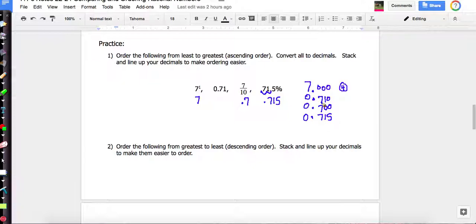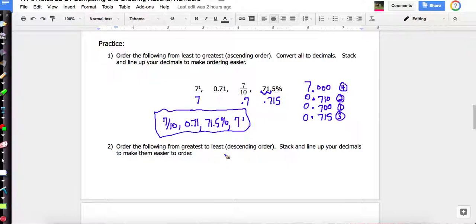So now we're looking at which is smaller, 710, 700, or 715? Good, 700. Then what would come next? 710, and finally 715. And 7 whole is obviously the biggest. So now I'm going to come down here and write down the original when I put them in order. The first one was actually this third one here, 7/10. Then second was the second one here, 7100ths. Then third was the last one, 71.5%. And then last was 7 to the first. Notice I am ordering what I originally started with.